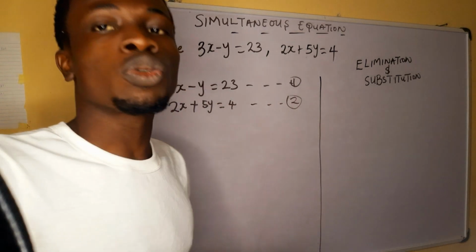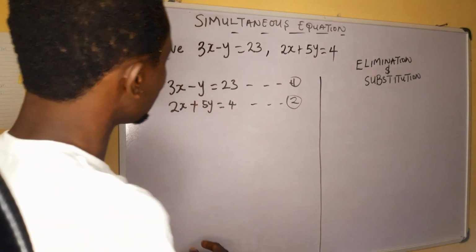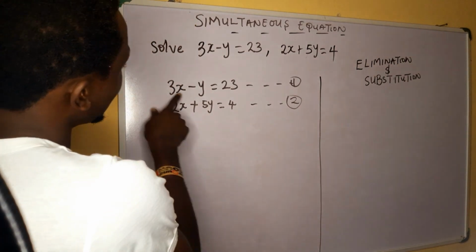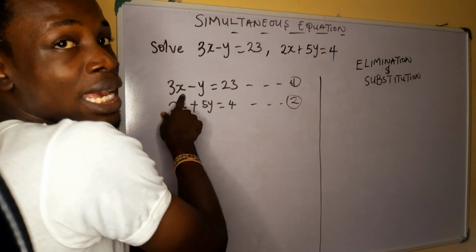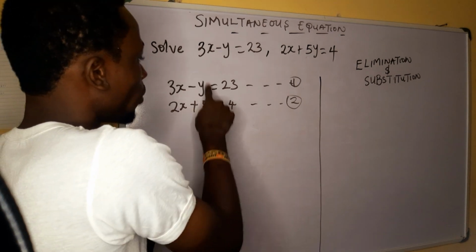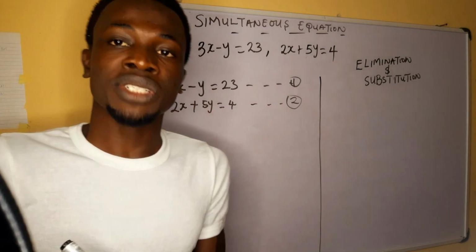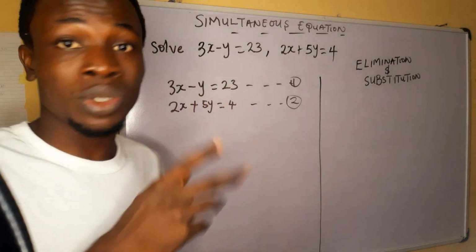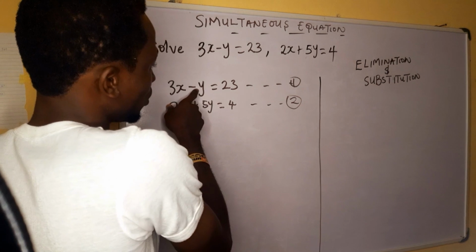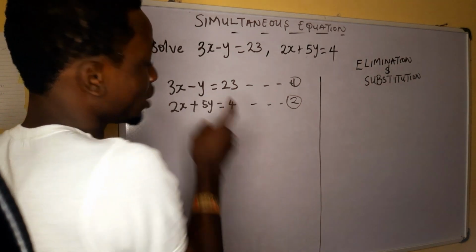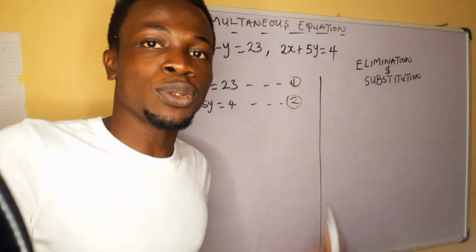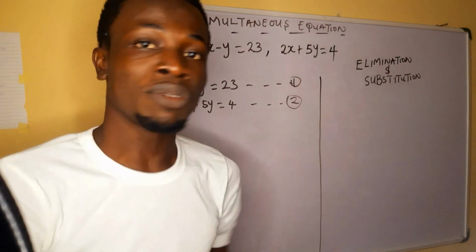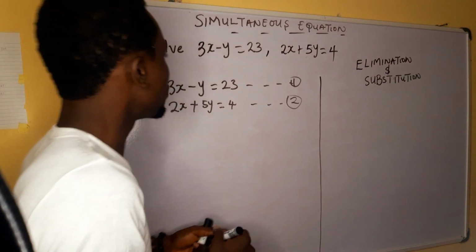This is my equation 2. So to apply the elimination method here, all I need to do is make the x or the y have the same coefficient. As you can see, this one has a coefficient of 3 and this one has a coefficient of 2, which is different. And y has a coefficient of -1, and this one is +5. So what am I going to do here? I want them to have the same coefficient.